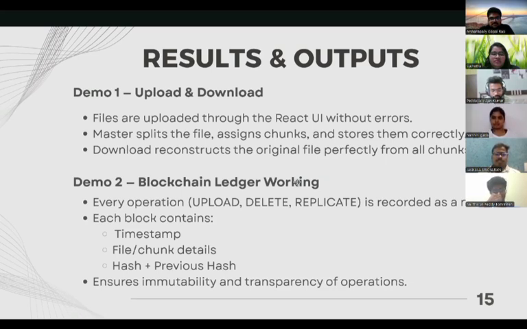The second one is blockchain ledger working. Every operation such as uploading, deleting, and replicating is recorded as a new block. Each block contains its own timestamp, file chunk details, hash, and its previous hash, ensuring immutability and transparency of operations.